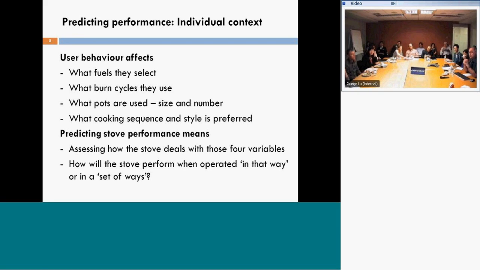So in the individual context, now just one family, what do they select? What burn cycles do they use? How many pots? How big are they? What's the cooking style?